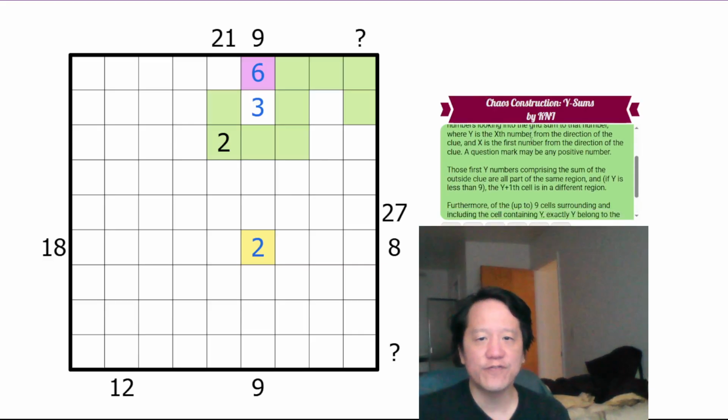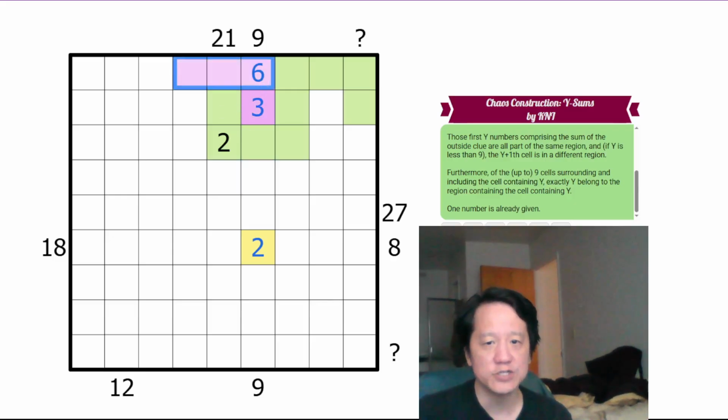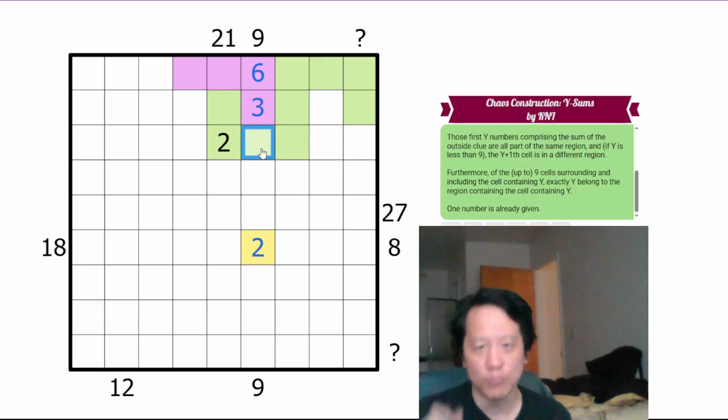Okay, those first y numbers comprising the sum of the outside clue are all part of the same region. And if y is less than 9, the y plus 1 cell is in a different region. So this would actually be satisfied if we had pink and pink be part of this region and then green go here, because these two cells are part of the same region, and the y plus 1th cell is in a different region. So that would satisfy that.